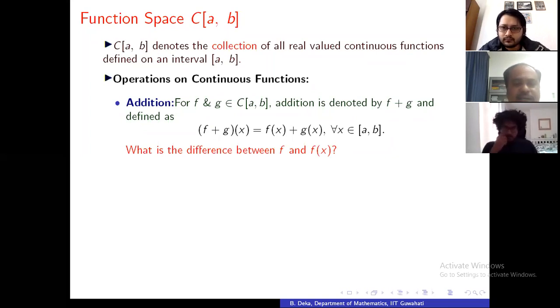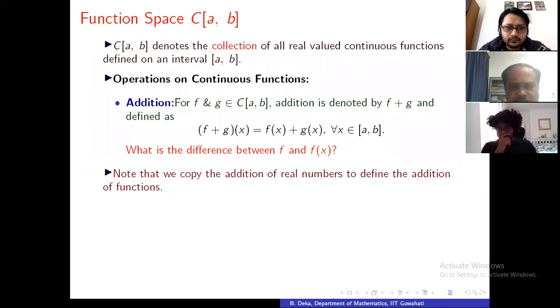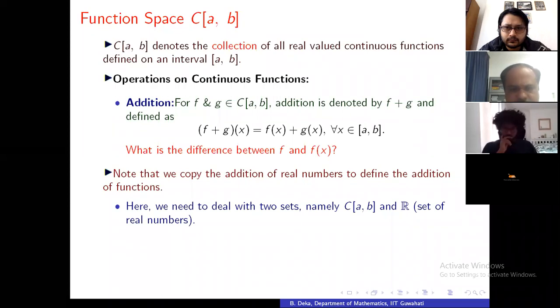So when you are writing f, then f denotes the function, and when you are writing f of x, it represents a real number. In other words, you have to deal with two sets, namely the collection C[a,b], whose members are functions, and the set of real numbers. Because f is a function, f(x) is a real number. So naturally, you have to deal with two sets, C[a,b] and R.